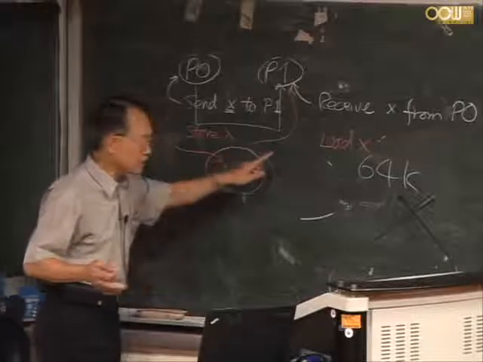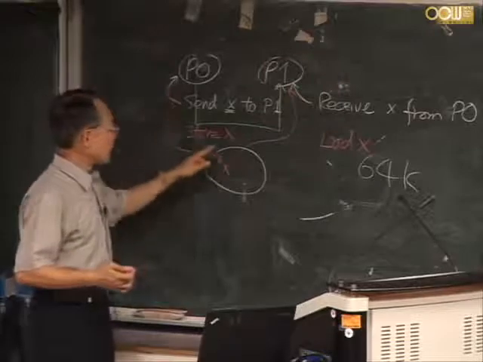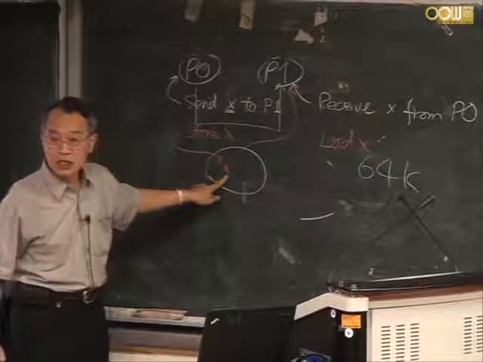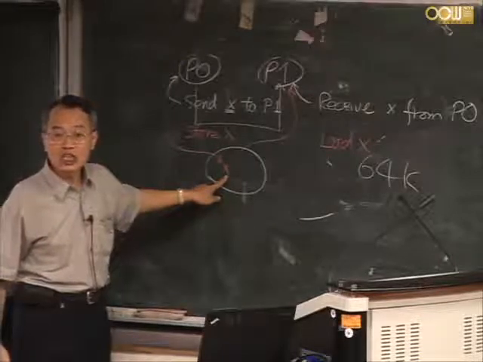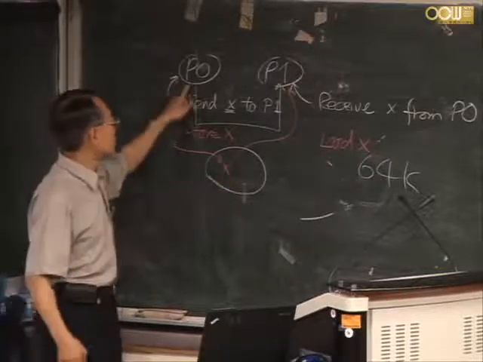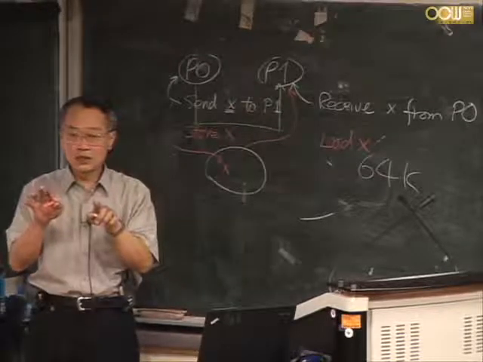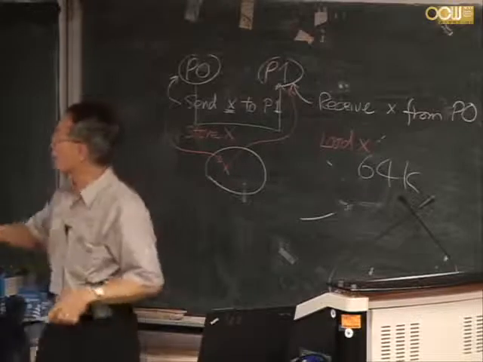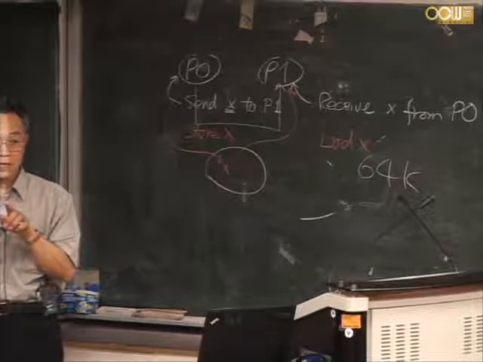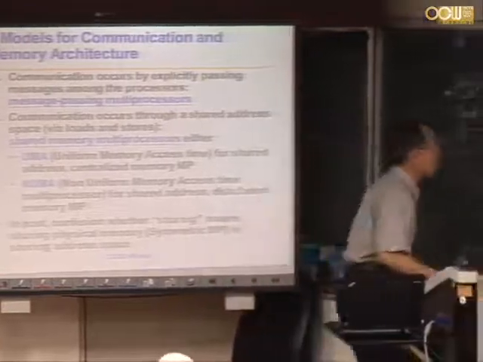Must be some kind of synchronization mechanism. Secondly, my X and your X should map to the same location. In other words, we should share our memory space. These two programs are not independent. They should see the same memory space. However, for message passing, they don't need to share the same memory space.